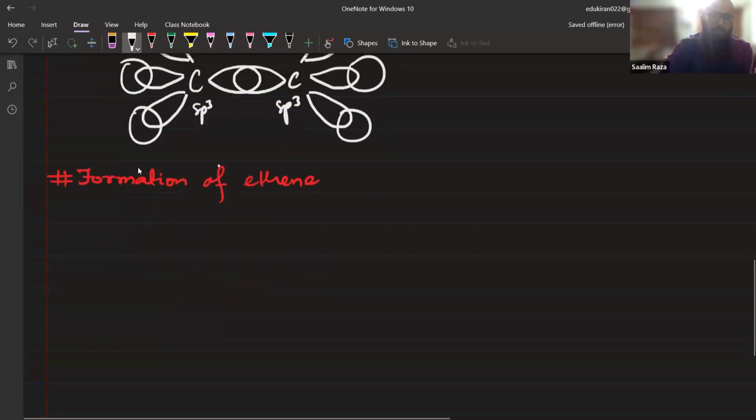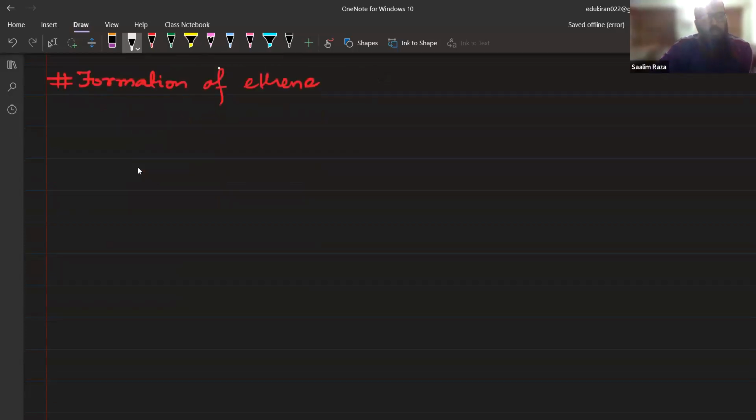Okay. Now, formation of ethene. Please see here, guys. Ethene means there will be two carbon atoms, and ene means it will be alkene. So the general formula for alkene is CnH2n, so it will be C2H4. And you must know the structure: it is going to have carbon, double bond, carbon, and each carbon atom will have two hydrogen atoms like this.